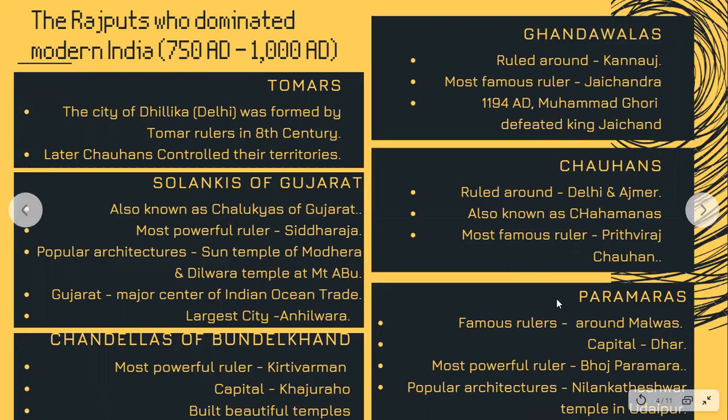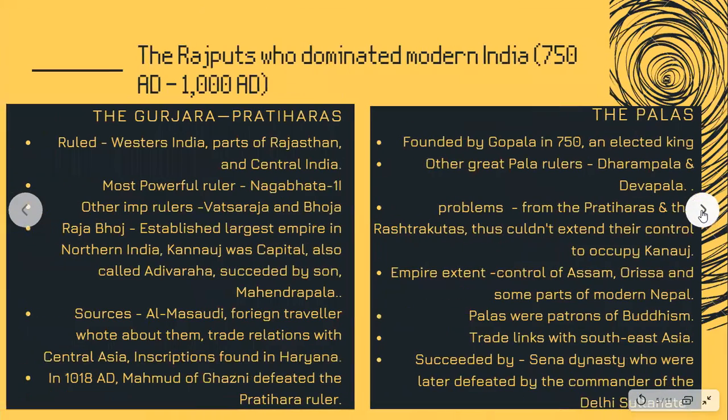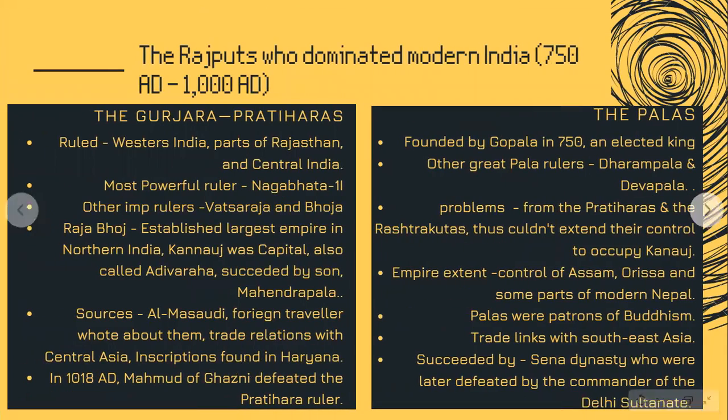Chauhan ruler. Then you have the Parmaras who ruled around Malwa, and Dhar was the capital. And Bhoj Parmara was one of the most famous and powerful rulers. And the temple built by them is Neelkanteshwar Temple in Udaipur. Right. The next two prominent North Indian kingdoms that were ruling here are the Gurjara Pratiharas and the Palas, right?